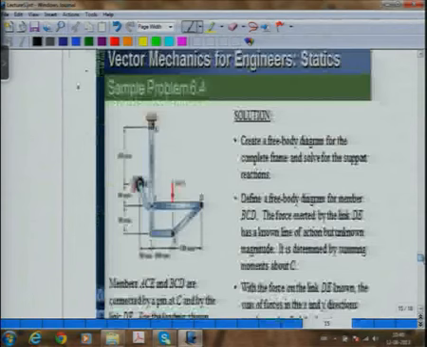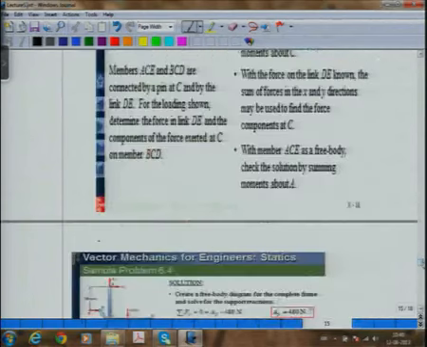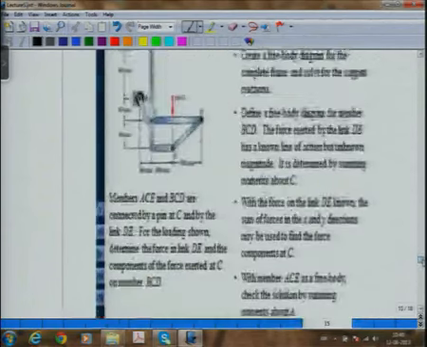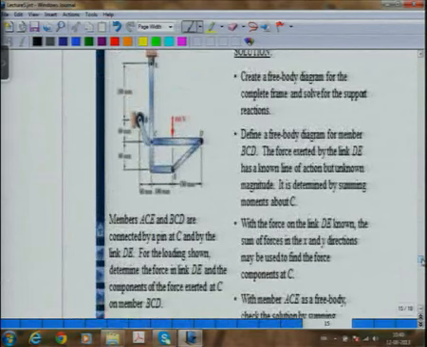Next, there's a similar problem, problem 6.4, solved in the book. It says members ACE. So we have an L-shaped member ACE, which is one member, A to C to E, and BCD, the other one, is not L-shaped, it has a slant angle. BCD is another member. These two are pinned at point C. Okay, and then there is a link also connecting these.